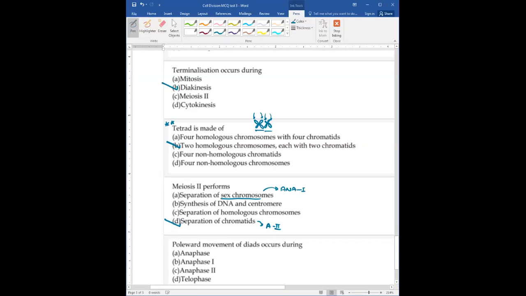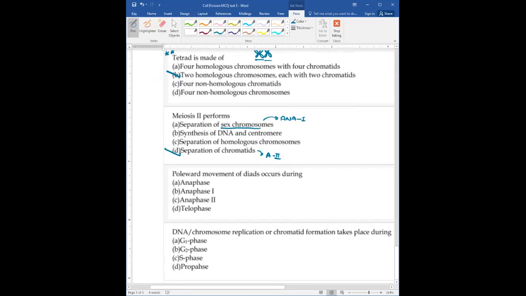Okay, everybody getting this? Fine. Next question. I want Kanaka to answer. Kanaka, poleward movement of dyads occurs during... Very simple. Now we are talking about dyads, we are not talking about tetrads. Yes, it is going to be during your anaphase 1. Very nice, guys.